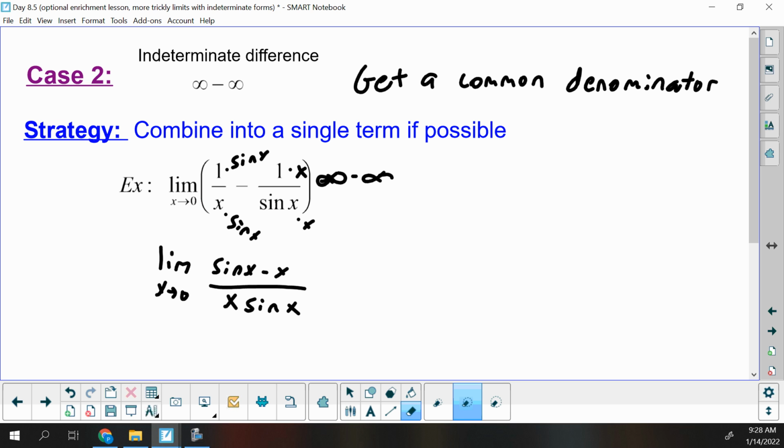Sine x is 0, x is 0, so we get 0 in the numerator. We'll have 0 times 0 in the denominator. Notice we have 0 over 0. Okay, great. That's a L'Hopital's case. We can handle that.